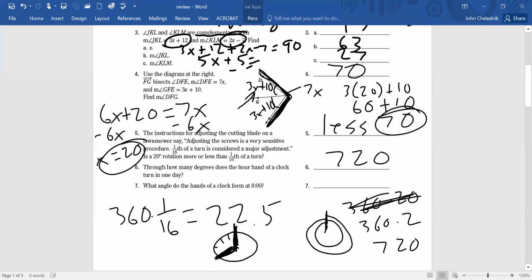There's 12 numbers on a clock. What that means is that between each number is 30 degrees. We're talking about the space between 4 numbers. 4 times 30 is 120. That's a 120 degree angle.